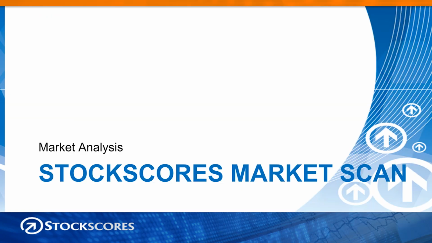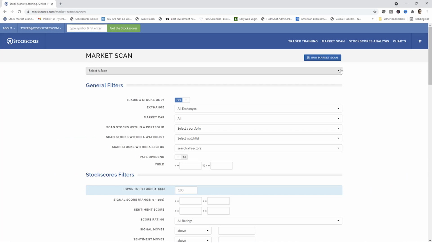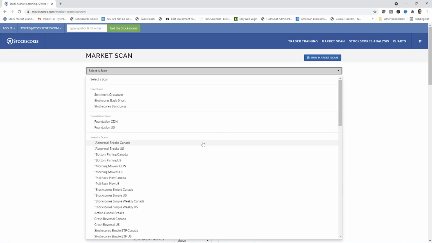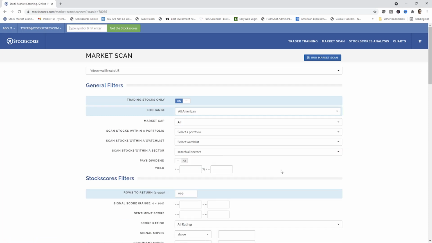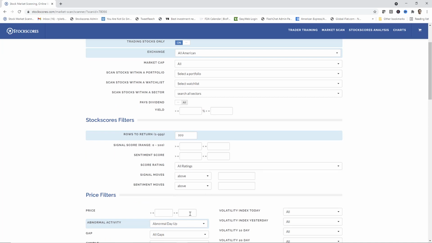All right, let's go into the Stockscores market scan and just see if we can find some longer term trades. What I'd like to run today is the Abnormal Breaks US scan. I do this scan every day, typically in the final hour, although you can run it after the market closes as well.